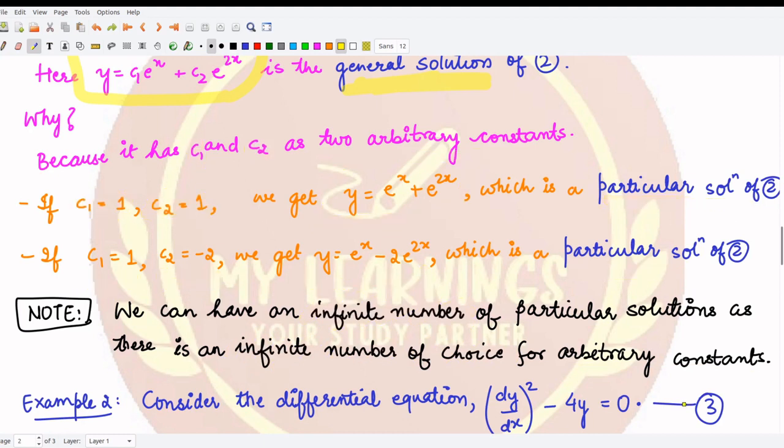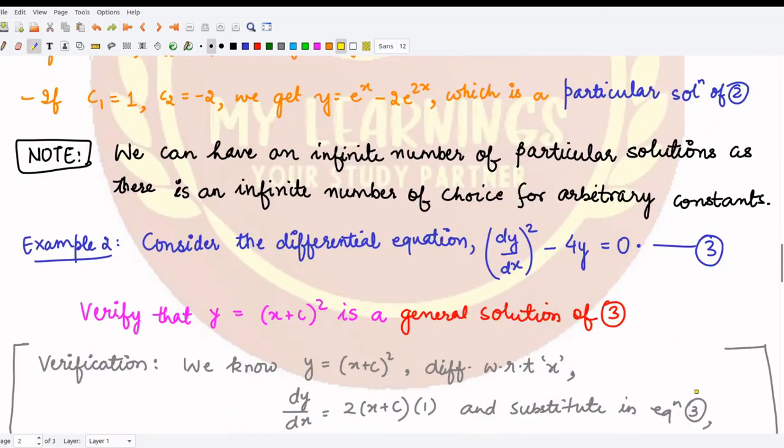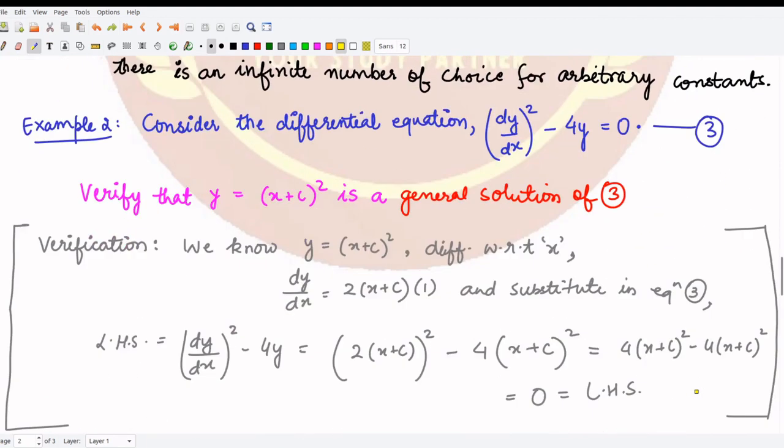Now let's move forward and look at another example to have more insight into the concept. So we consider another differential equation which is of first order, right, and second degree. So we have to first of all verify that y is equal to x plus c whole square is a solution of this differential equation, and I say it is a general solution. Here the order of the differential equation is 1, so we have one constant here which is c, correct?